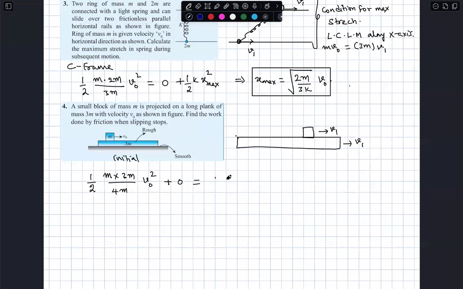Kinetic energy is 0. So the work done against friction, in the C frame of reference, will be the initial K. I have simply applied the work energy theorem in the C frame of reference. This is the initial KE, this is the final KE, and this is the work done against friction. You want actually this.